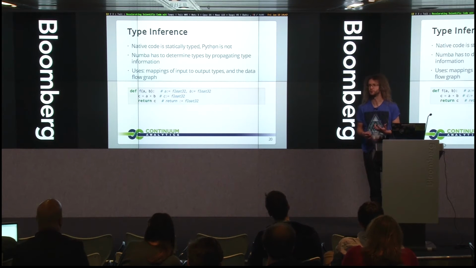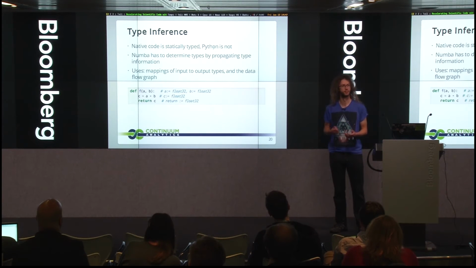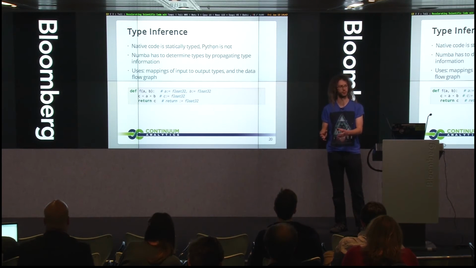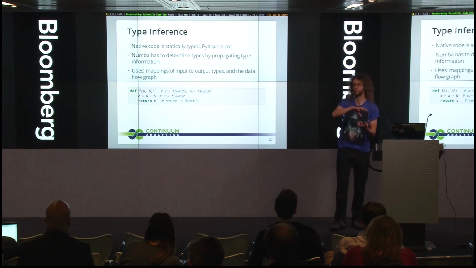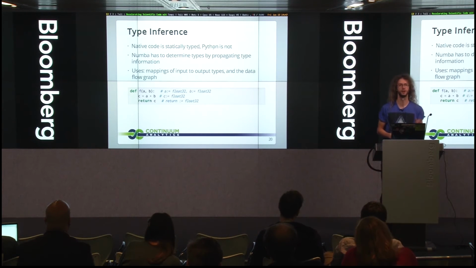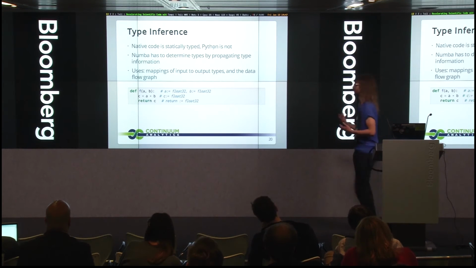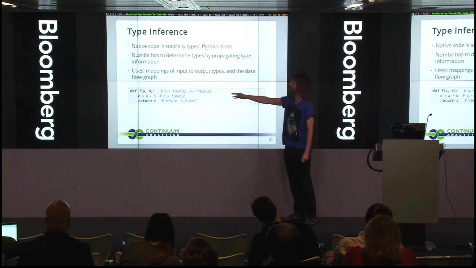But why do we actually need to do this? And the reason is that native code is statically typed, but Python code isn't. So Numba has to do something to determine the type of every argument, intermediate value, and return value in the function. It does that by propagating type information from the arguments through to the return values. It can do that because for every function that it supports, it's got a mapping from input types to output types, and it's got the data flow graph of the function, so it knows where to propagate those input and output types. So to understand it a bit better, we'll have a look at this example function.